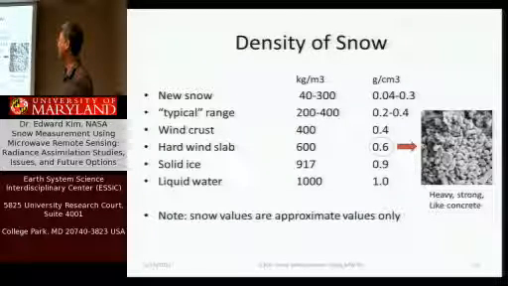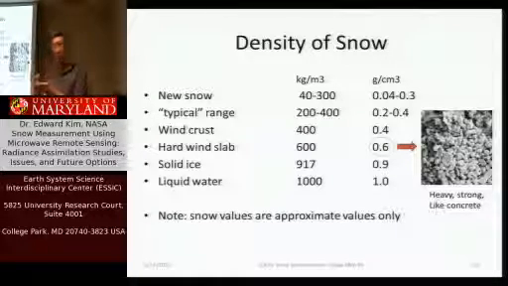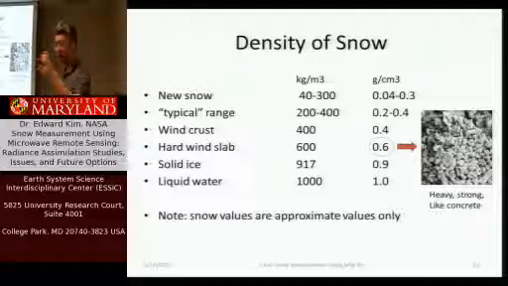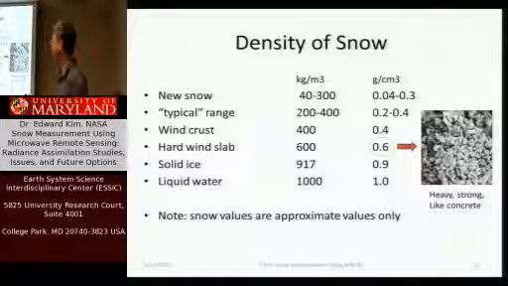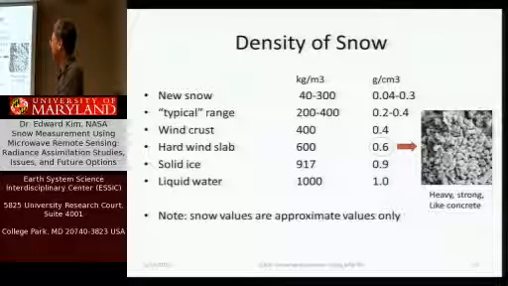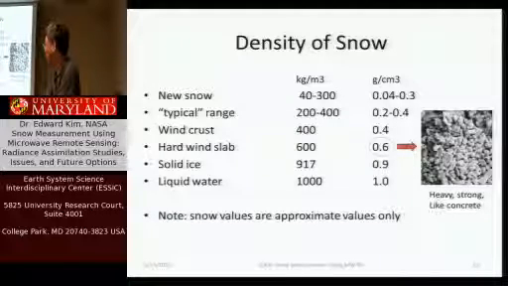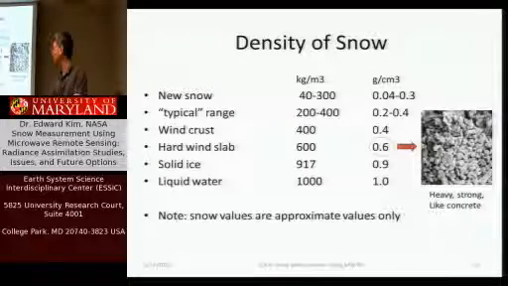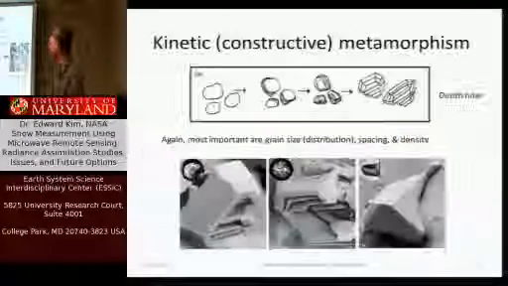Other kinds, there are types of snow or conditions that produce much denser types of snow, wind crusts, so you need a nice hard layer on top, and you're up in 400, that's basically 40% of the way to liquid water, and then hard wind slab. And so, if any of you've been up in the Arctic, you can stand on this stuff. That'll support your weight. It's like concrete. Great stuff to make igloos out of.